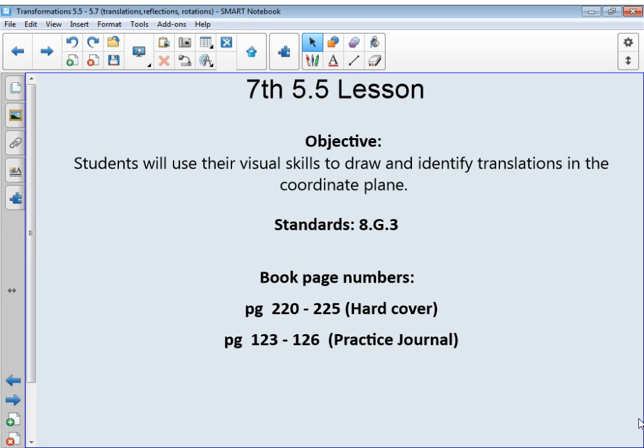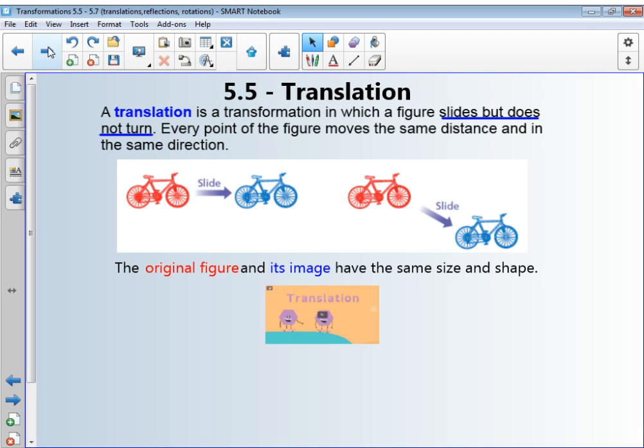The page numbers out of the hardcover book are pages 220 through 225, and out of the practice journal, pages 123 through 126. We will also be using a side A and side B worksheet, so make sure that you get this worksheet from me. This will be located in the folders over on the counter. So you will have references to use the book, but for the most part, you're going to be using the worksheets today. Okay, today what we're going to be working with is translation.